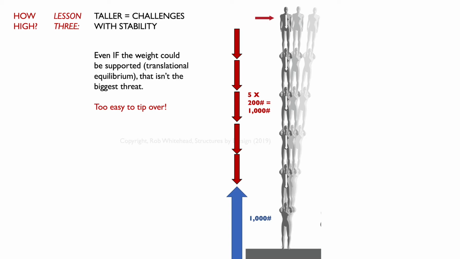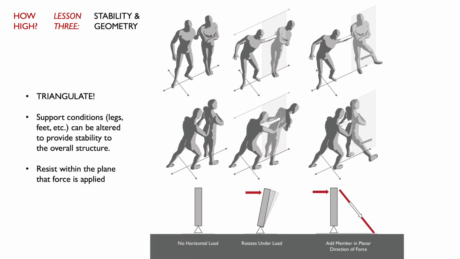When you get taller, there are challenges that happen with stability. As a theoretical demonstration, let's just say that there were 6 people that were all stacked up. Even if the weight could be supported by the bottom person, and probably not, we know that that's not at all the biggest threat to this particular enactment. It's way too easy to tip over. So what we learn right away is that there are challenges with stability that have to do with geometry. This is a very, very quick exercise that you can do before they even start building up higher. First, have a person stand there, have one person within this particular plane push them.